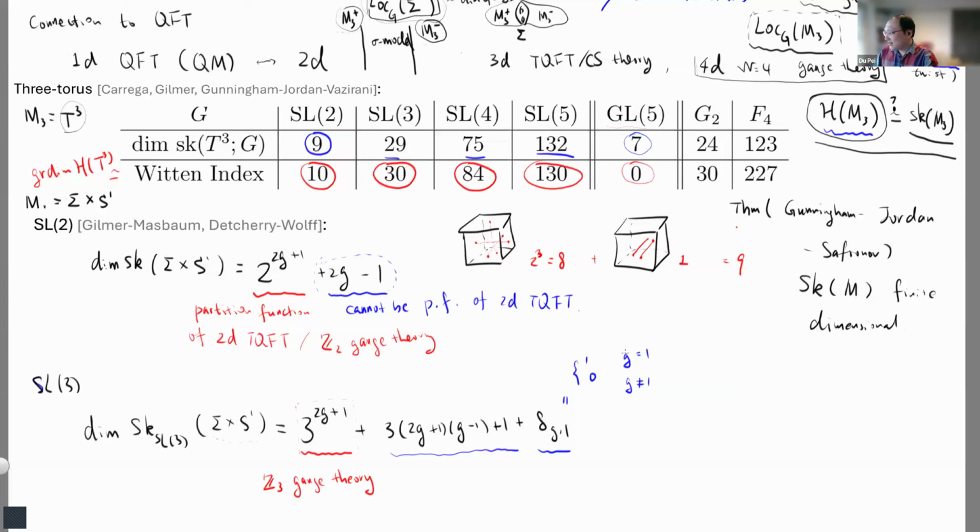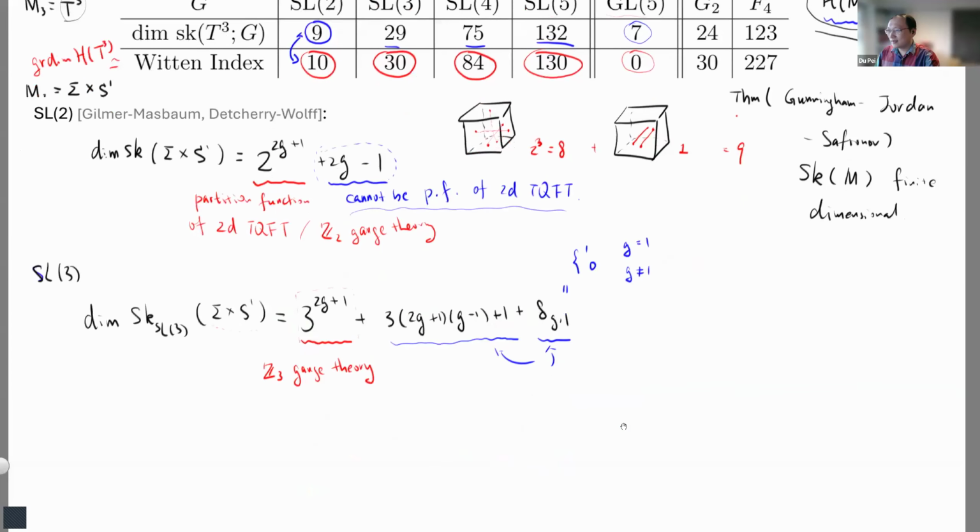Whatever connection with physics we come up with, it had better first explain this mismatch between the dimension of the skein module and the Witten index, and also explain why non-TQFT pieces like this can appear.